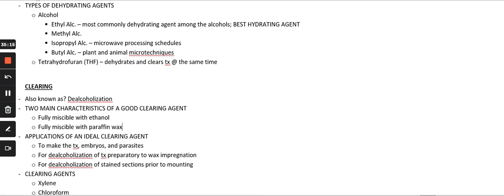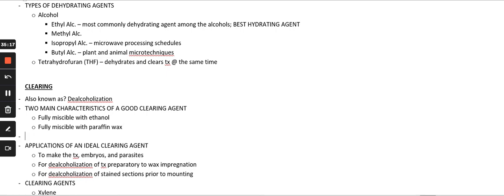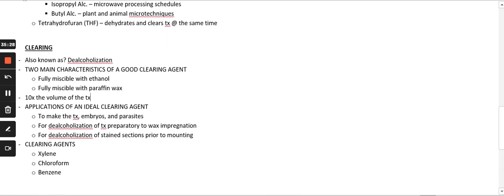Okay, now going back, nakachika naman ko na our clearing agent should be 10 times the volume of the tissue. Now, again, moving on, we have different applications of an ideal clearing agent. Number one, it is to make the tissue, embryos, and parasites transparent. Okay? We have to make it transparent so that we can view it under the microscope.